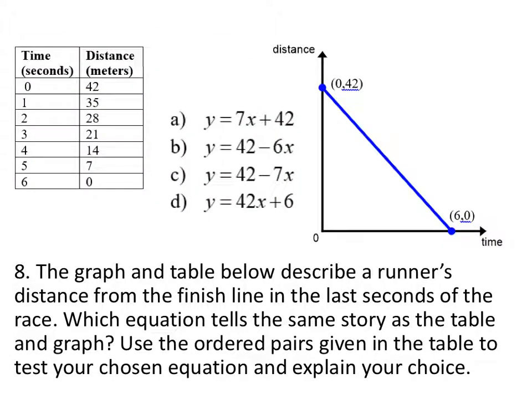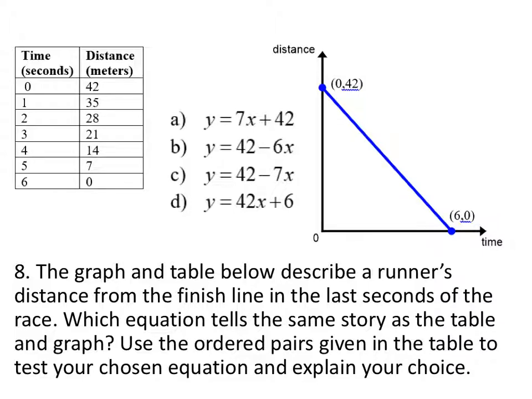The graph and table below describe a runner's distance from the finish line in the last seconds of the race. Which equation tells the same story as the table and graph? Use the ordered pairs given in the table to test your chosen equation and explain your choice. Now, take 30 seconds to do this one.